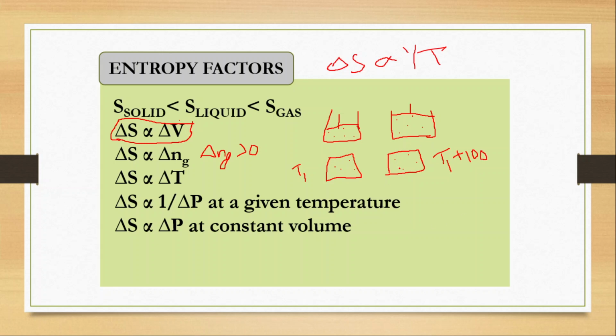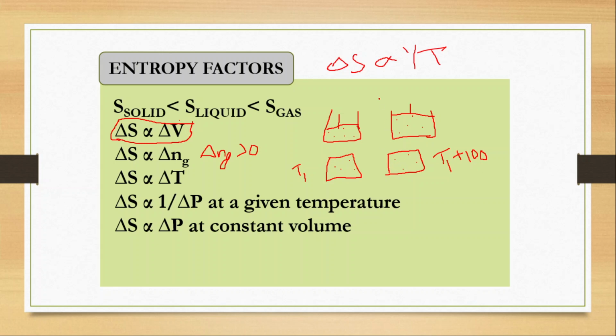Then the kinetic energy of the particles increases. When kinetic energy increases, the random motion is also going to increase. Earlier the temperature was T1 only, here also the temperature was T1 only. So the change in temperature is 0 here, and the change in temperature is 100 here. Clear? As the temperature is increasing, the randomness is also increasing.